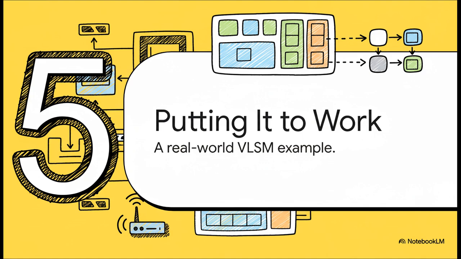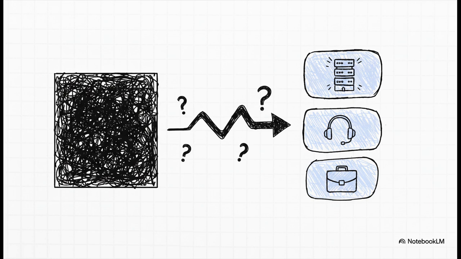All this theory is great, but let's apply it to a practical, real-world problem and see exactly why VLSM is so powerful. So here's our challenge. We have a company that's been given a single block of 254 usable addresses. They need to divide it up for 3 departments with very different needs. The IT department needs 100 addresses, sales needs 60, and management needs 34.